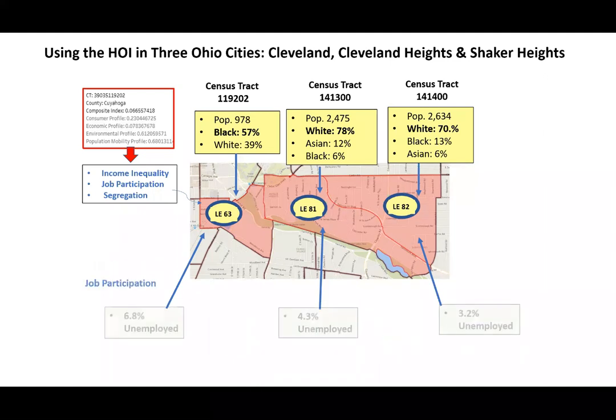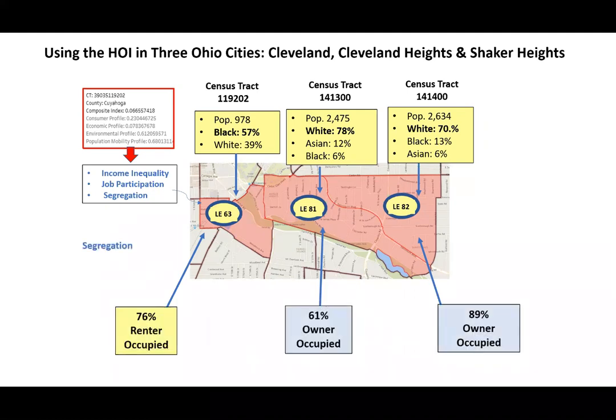Next. Next. When we talk about job participation, unemployment is really significantly different in those areas. Next. And then we start talking about segregation. One of the issues is that, even in terms of wealth, 76% of the folks in the Cleveland census tract rent, and then you have home ownership, which is much more prevalent in those other census tracts.